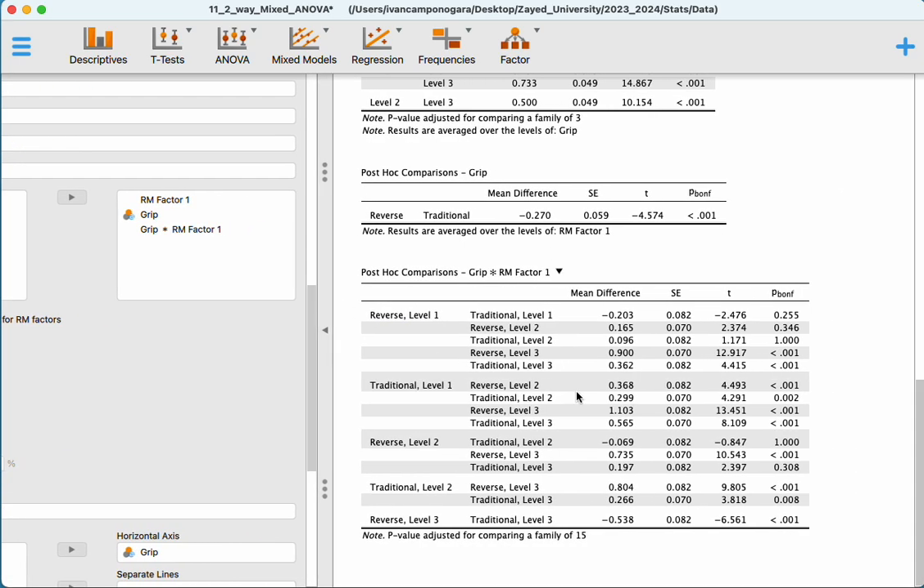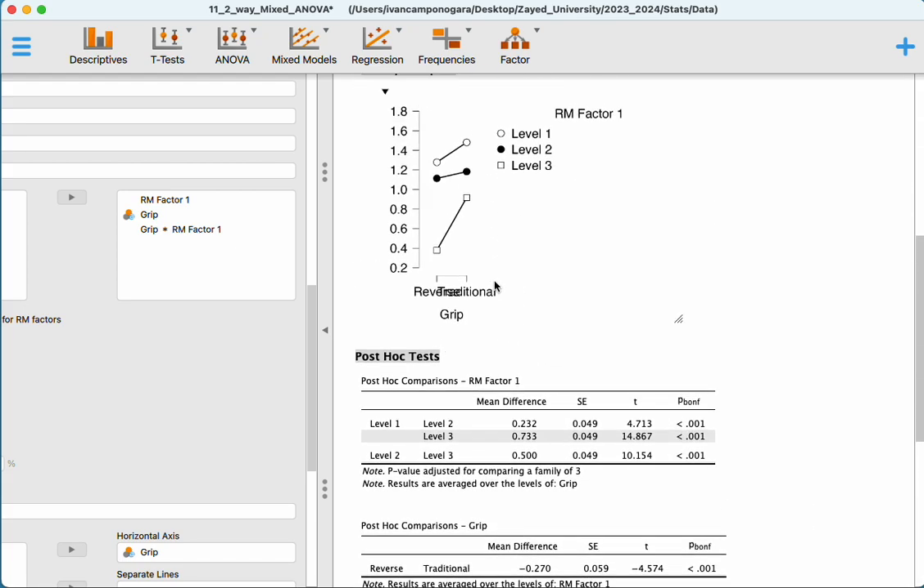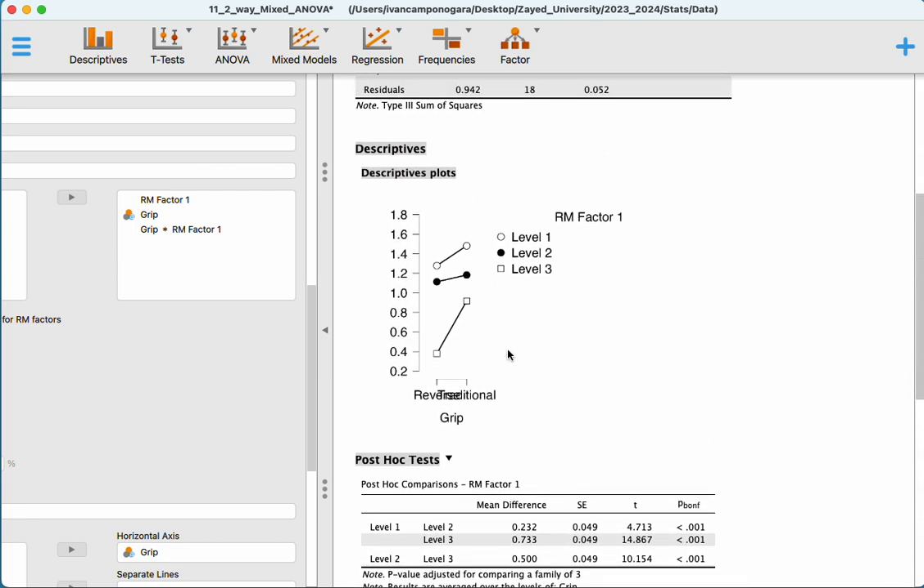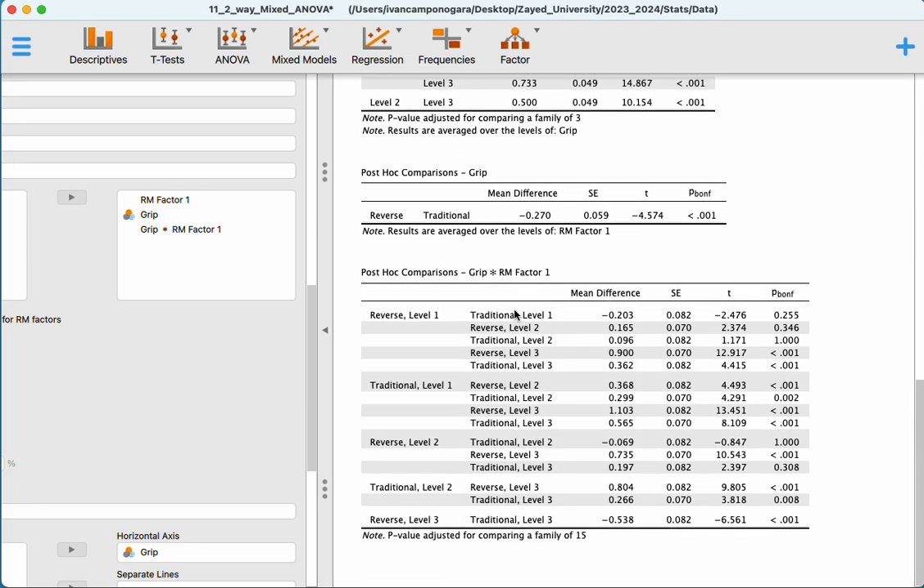Now, here's where things get a bit more complicated, in the sense that you have to see the comparison for each row. So, considering the reverse grip at level 1 and the traditional grip at level 1, which are these two data points here, the test says that there is no difference. So within level 1, we don't have any differences between traditional and reverse grip. So, let's say after 30 days of training.